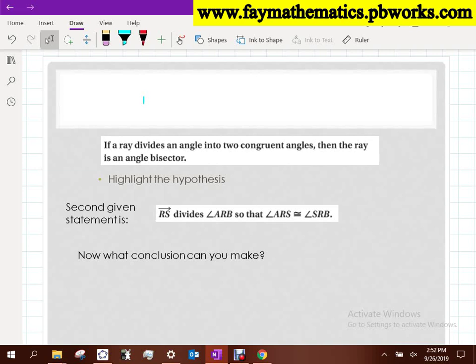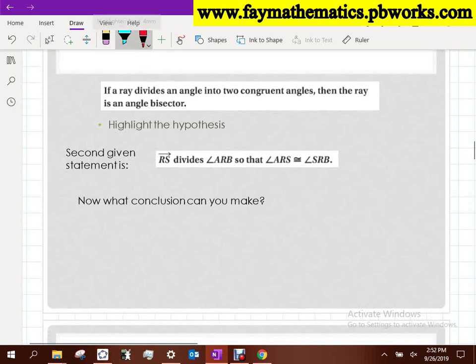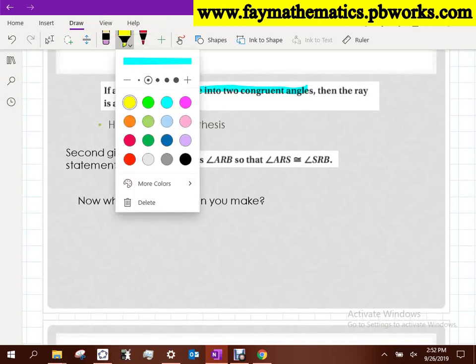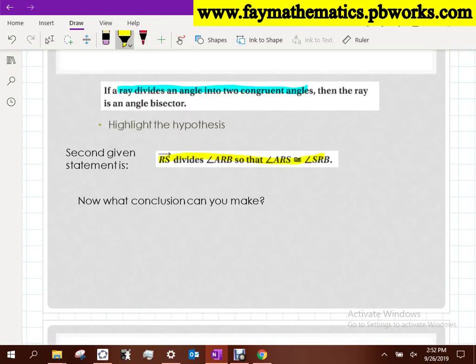Okay? This one here is another example. It says if a ray divides an angle into two congruent angles, then the ray is an angle bisector. So here's my hypothesis. And now I'm going to look at the yellow statement here. There's my second statement. So maybe this is presented to me in a homework question, in maybe the directions, or maybe it's provided to me in a picture. Maybe the picture kind of looks like this, that I get that statement from.